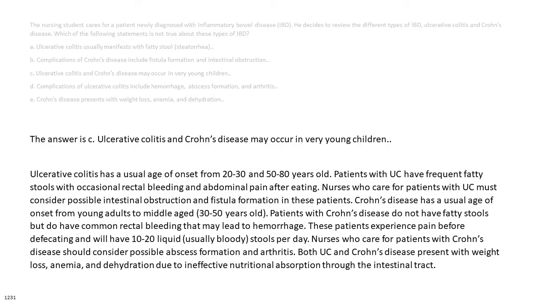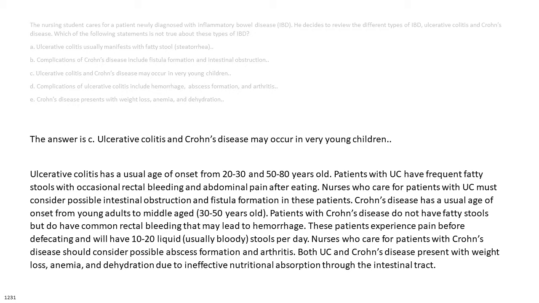The answer is C. Ulcerative colitis and Crohn's disease may occur in very young children. Ulcerative colitis has a usual age of onset from 20 to 30 and 50 to 80 years old. Patients with UC have frequent fatty stools with occasional rectal bleeding and abdominal pain after eating. Nurses who care for patients with UC must consider possible intestinal obstruction and fistula formation in these patients.